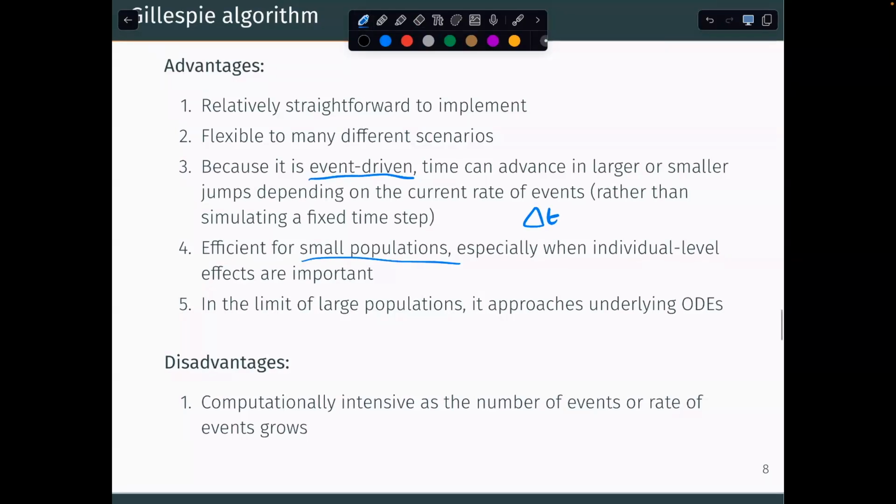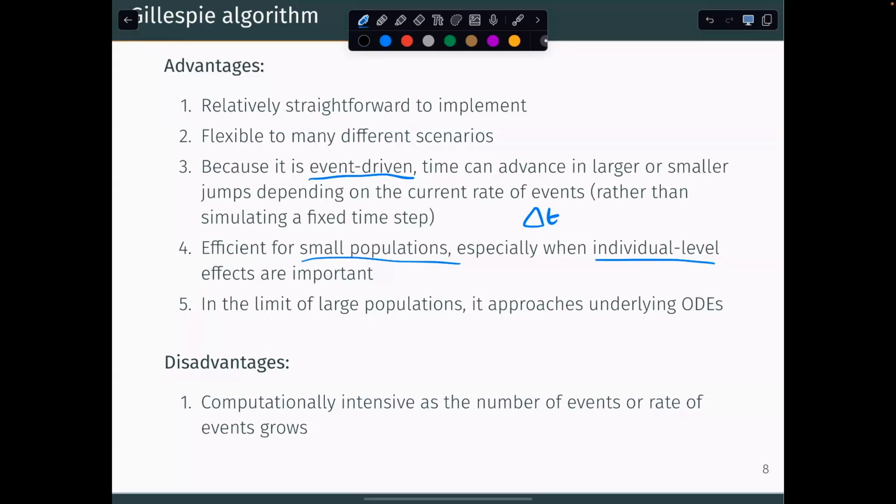It's more efficient when you have lots of individual level variation. So if you have lots of individual level variation, you might need lots and lots and lots of ODEs to capture that variation. Okay. But if you've got relatively small populations, it might be more efficient to actually just capture those individual level data within those individual levels. Okay.